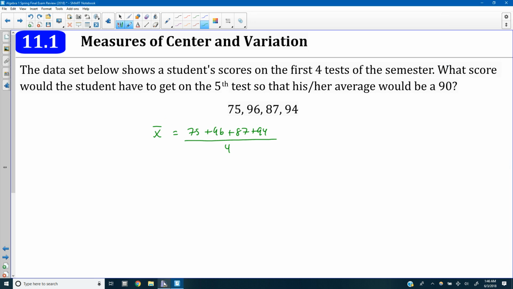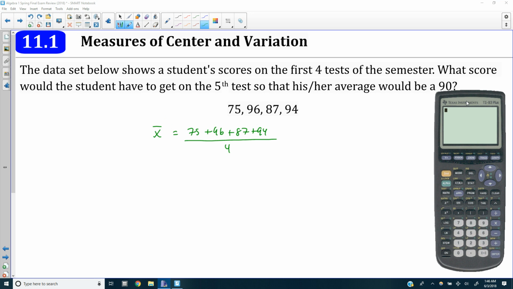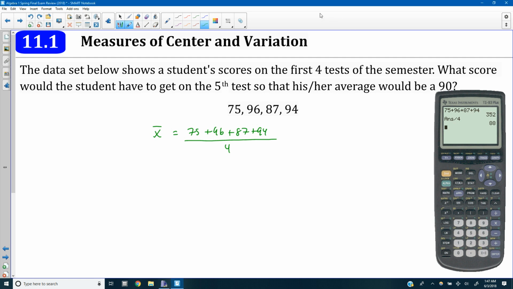And this calculator just froze on me, actually. It's not working. Give me a moment. Okay, let's see if she'll work any better now. Do 75, there we go, plus 96 plus 87 plus 94. Now, I don't want to hit divided by 4 right now because I didn't use parentheses. Got to hit enter first, and then divided by 4, and it looks like we're going to get 88. So the average test score right now is 88, which isn't bad.